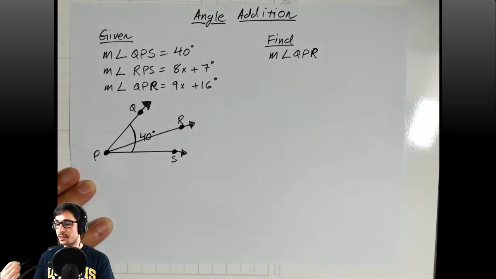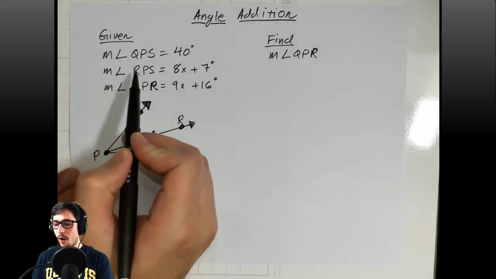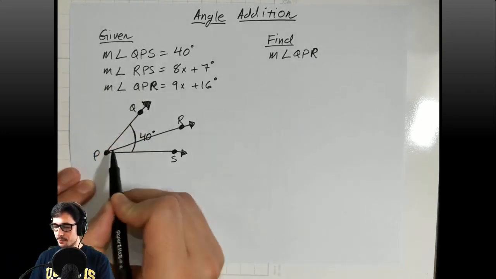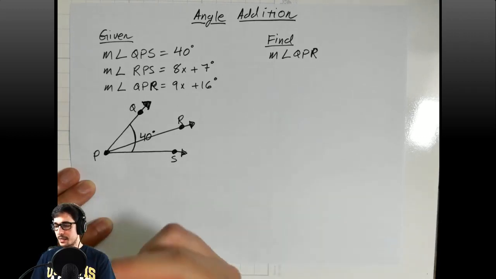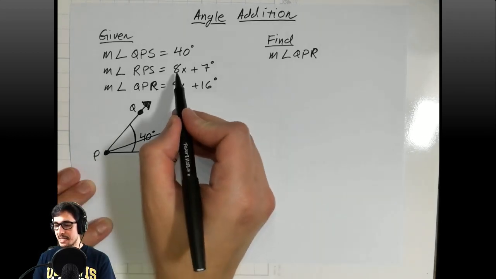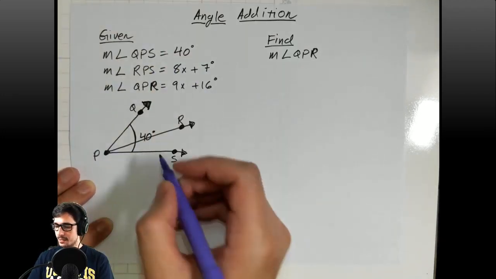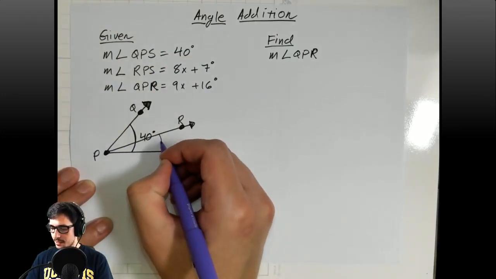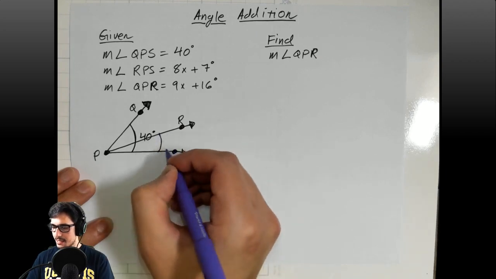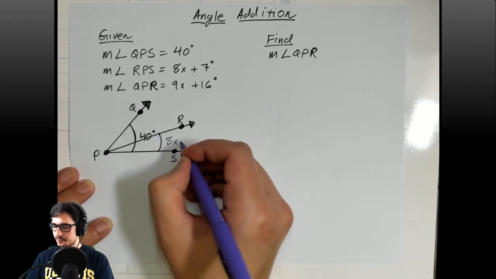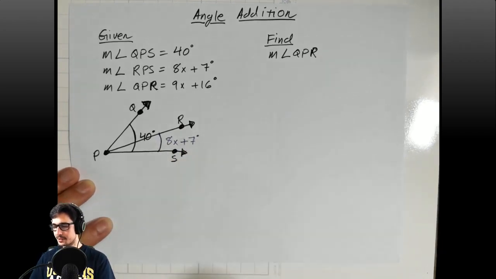Okay, so next clue, the measure of angle RPS. So here is RPS. We'll do this in a different color. That angle measurement is 8x plus 7 degrees. So let's do this in purple here. So it's saying that this angle measurement right here is 8x plus 7 degrees.